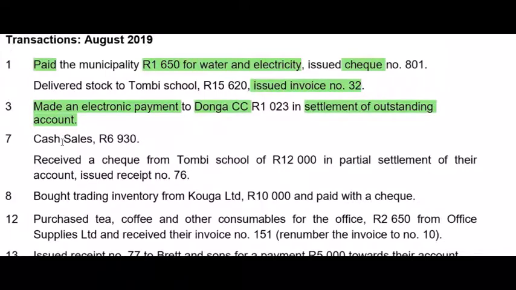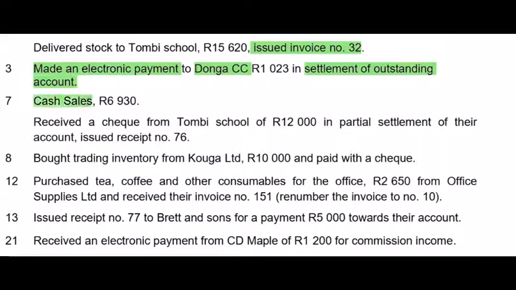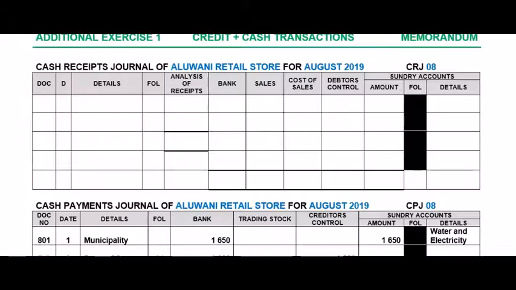The next transaction on the 7th was cash sales, 6,930 Rand. So cash sales always goes to the CRJ. It has gone to the CRJ since Form 1. And we are receiving money. So it's a straightforward CRJ transaction.